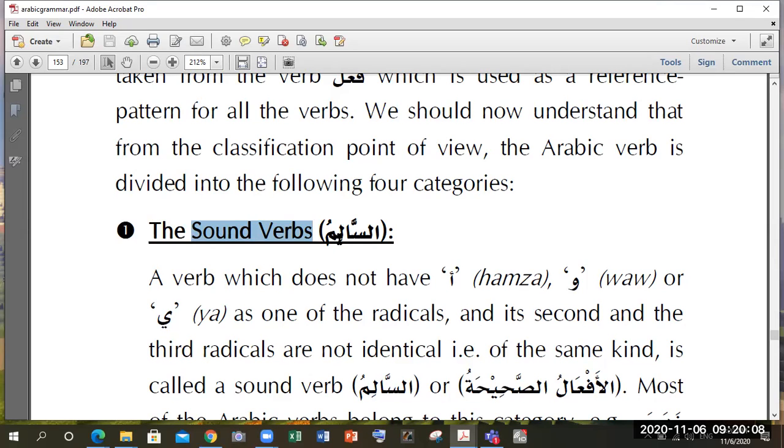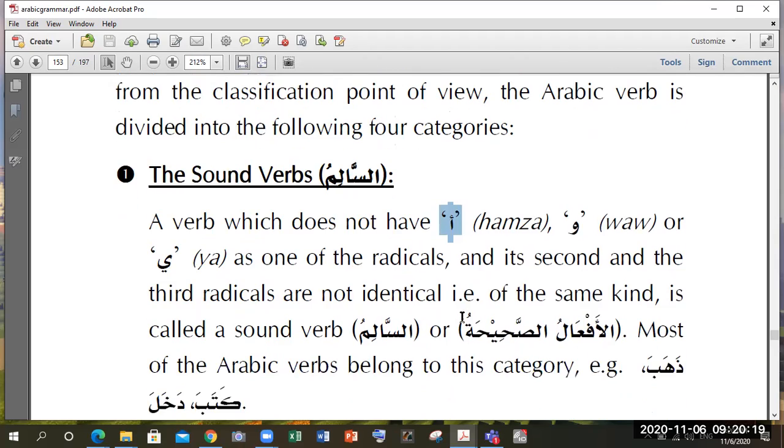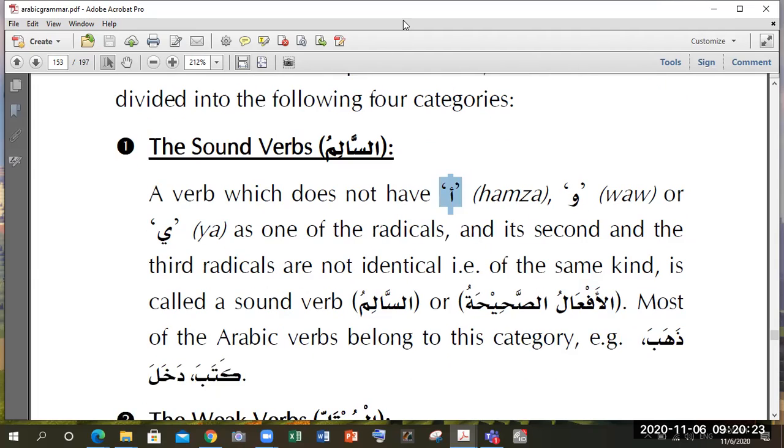As-salim. Sala. A verb which does not have... what is this written, Khadija? This one? Hamza. Because I told you, Khadija, that alif will not be the root letter of any verb. Hamza can be, because Hamza and alif are different. If I put a fatha, kasra, dhamma, these all are Hamzas. But this is alif. If alif is without any haraka, then this is called alif. But if it has any haraka, this is called hamza. This is the difference.